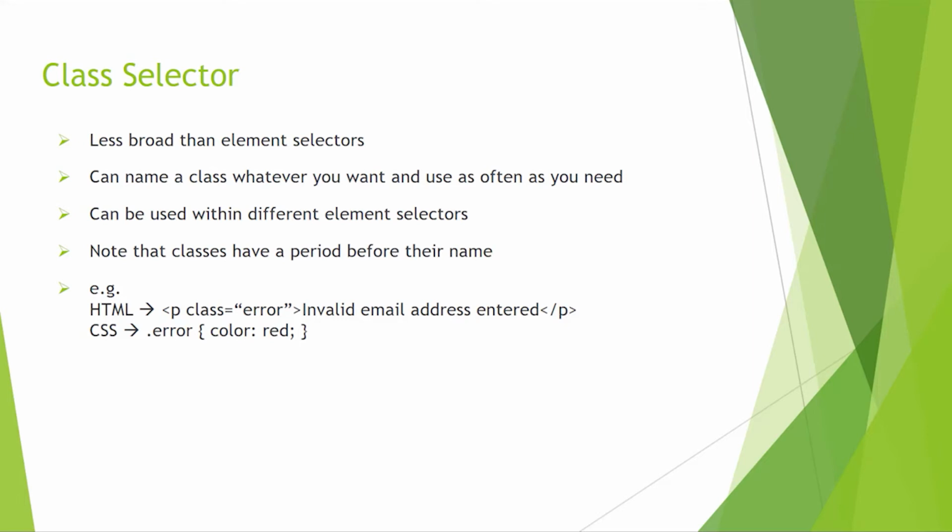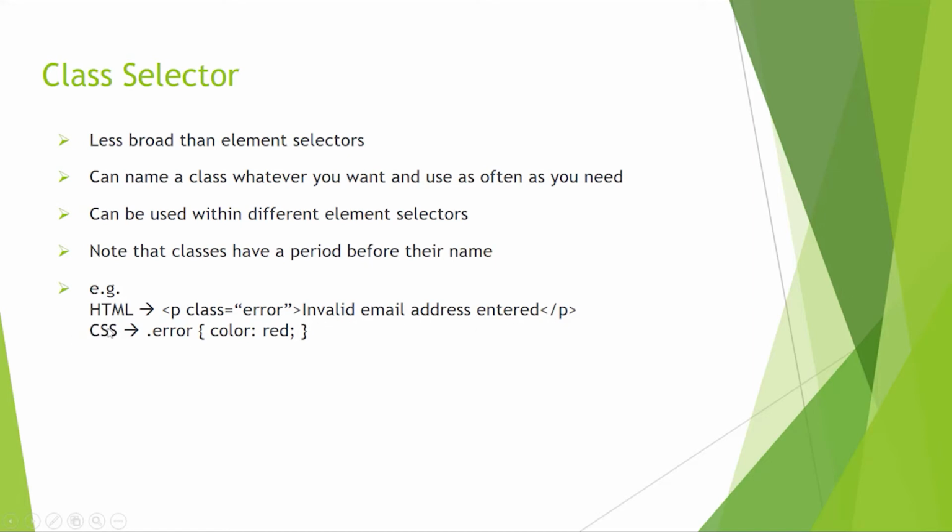I also want you to note in this example that classes have a period before their name, which indicates to the CSS that you are creating a class. You can see in this example I showed both the HTML and the CSS. In the HTML, you see that the paragraph tag has within it an attribute named class, and I said that equals error. You will notice that this is a relatively well-named class because this explains what it is we are changing. We're going to come back to that in just a couple of minutes when we talk about working with styles and how we make that play nicely with our HTML. Within this tag it says invalid email address entered.